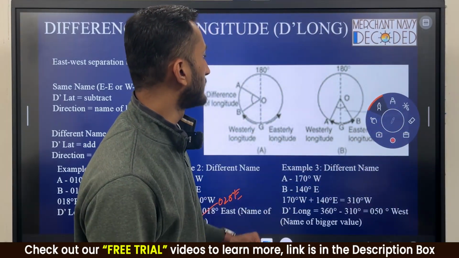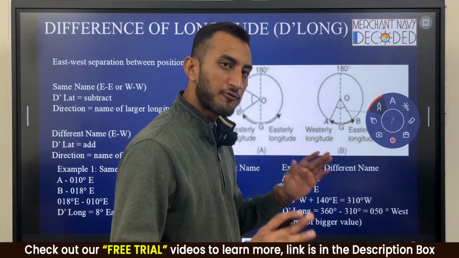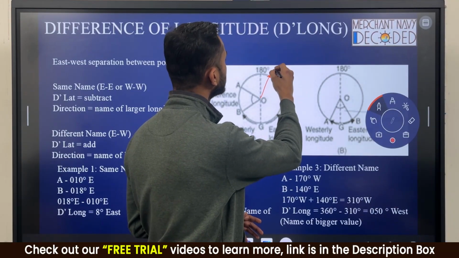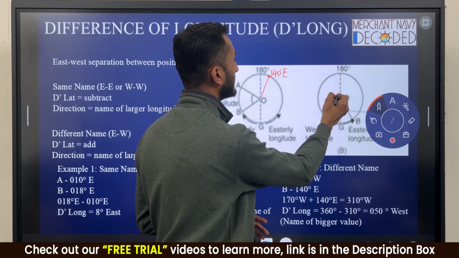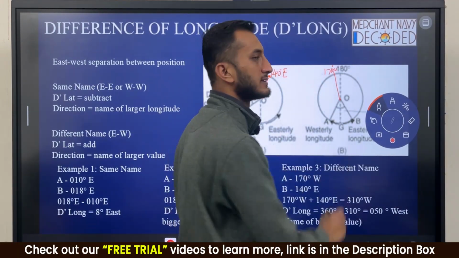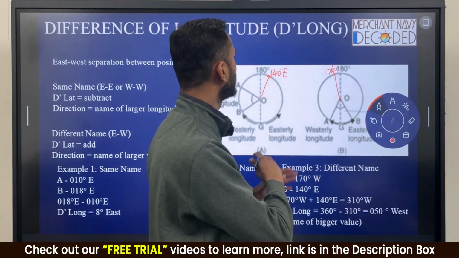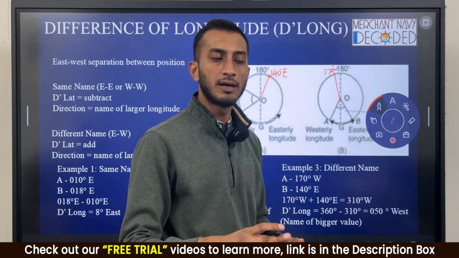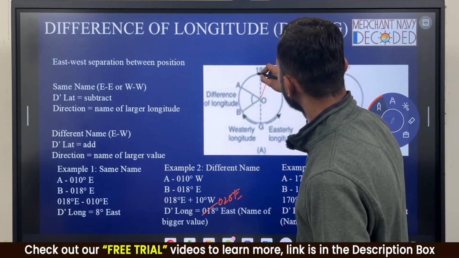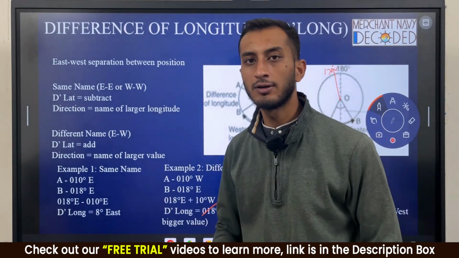Now there's a game changer over here. For example, different name, but we have something over here. Let us consider 140° east and 170° west. Now I need to find the d long. What is the d long between the two longitudes?